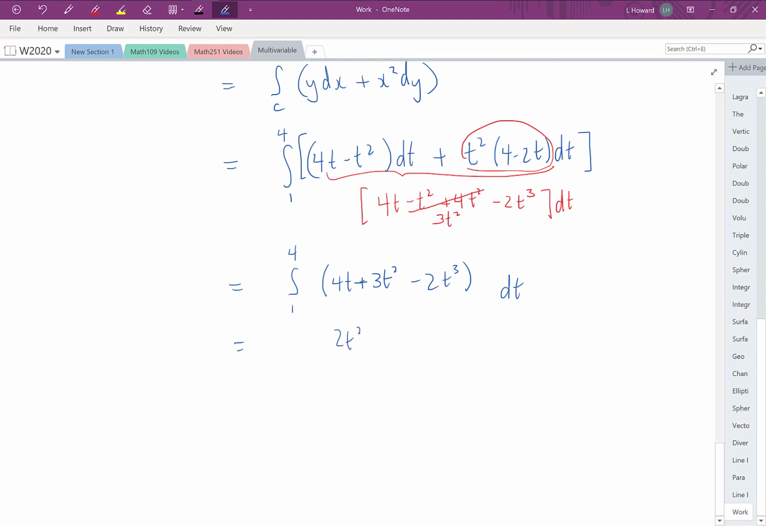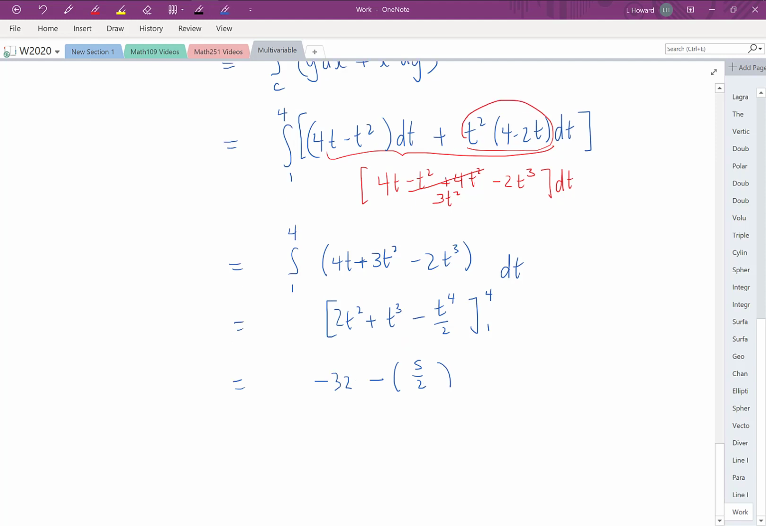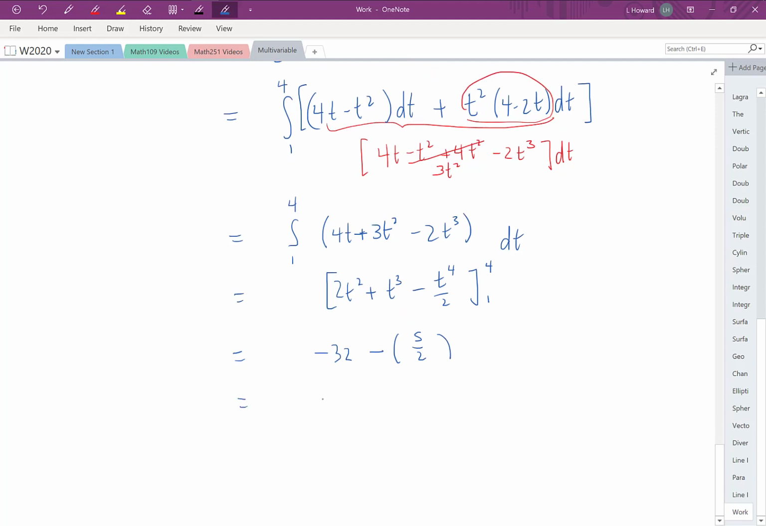We get 2t squared plus t cubed minus t to the 4th over 2, and we're going to evaluate it at 4 and then at 1. So subbing in t equals 4 gives us negative 32, and then we need to subtract off the value at 1, which is going to be 5 halves. So overall, if we put that over 2, that's negative 69 over 2.